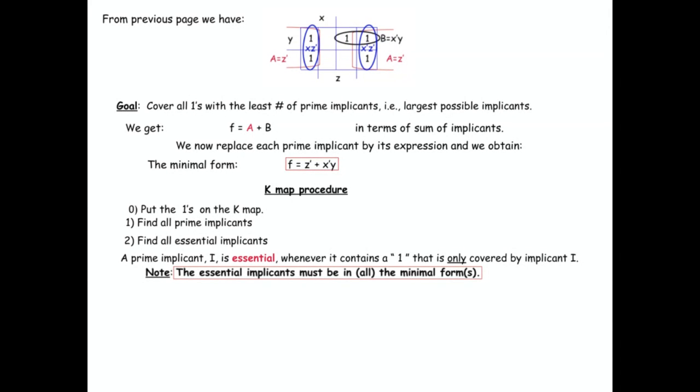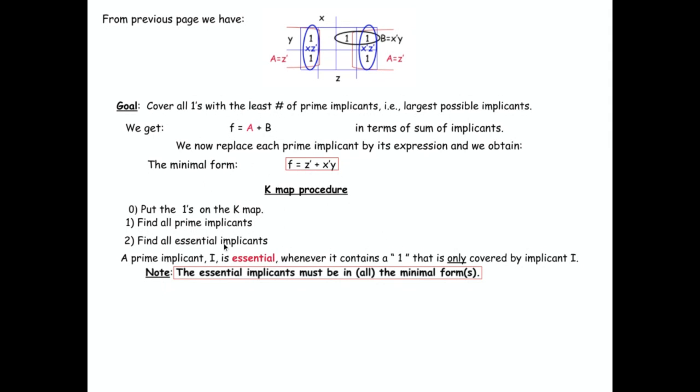And the essential implicants must be in all minimal forms. That also tells you that potentially you can have more than one minimal form. Not in this case, but in some other cases, you may have another form that is also a sum of products, which is as simple, that will have as few literals as this one. So whereas canonical form, made of min terms, is unique, minimal form may not be unique.